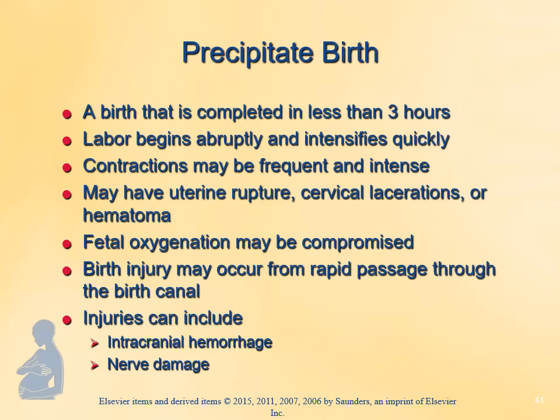These patients have a higher risk of uterine rupture just because everything happens so intensely and so quickly, instead of being a slower gradual curve like we saw in that Friedman's curve. Also, she might have a higher risk for cervical lacerations or even a hematoma to develop. Fetal oxygenation can be compromised as well, just from very frequent intense contractions and a decreased amount of oxygen to the baby.